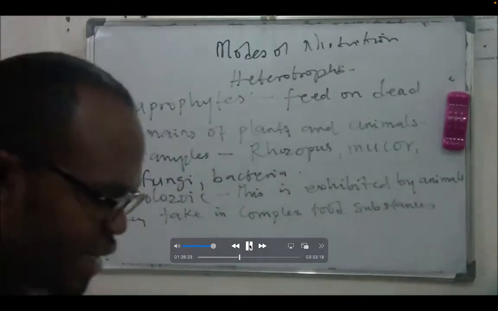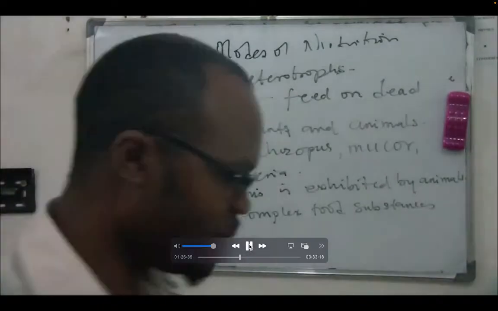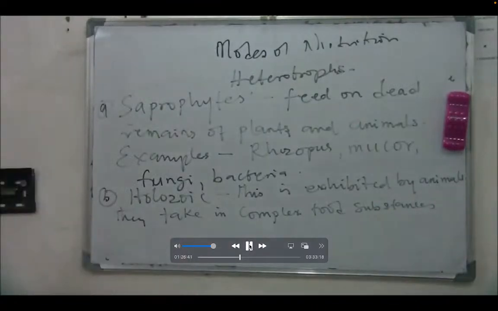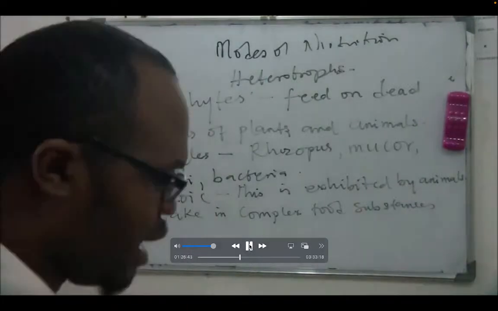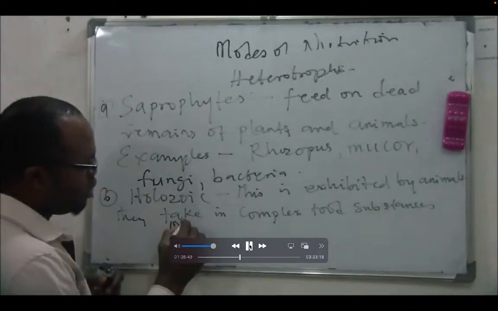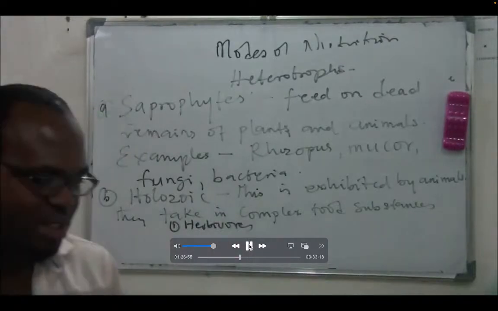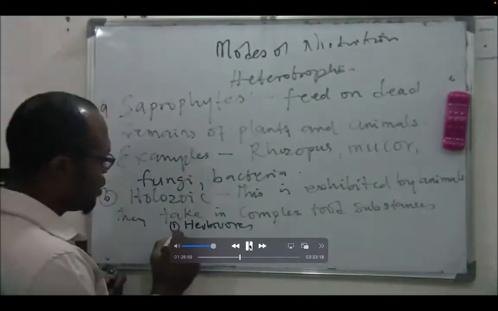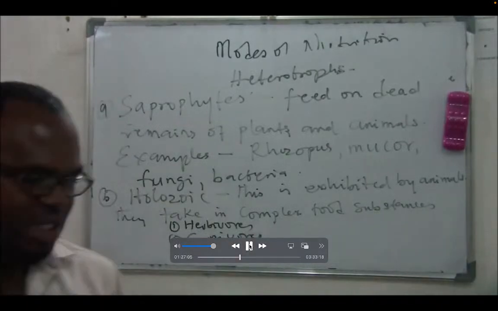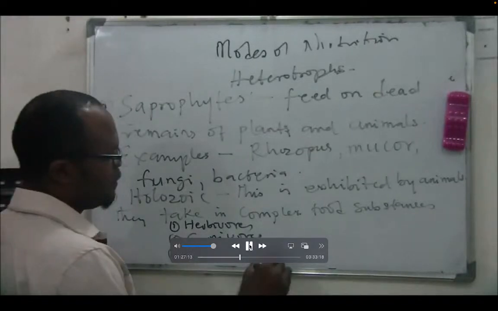Is that clear? And holozoic mode of nutrition can be divided into three. Holozoic mode of feeding can be divided into three types. Number one is what we call herbivores. Number two is what we call carnivores. And number three is what we call omnivorous animals.